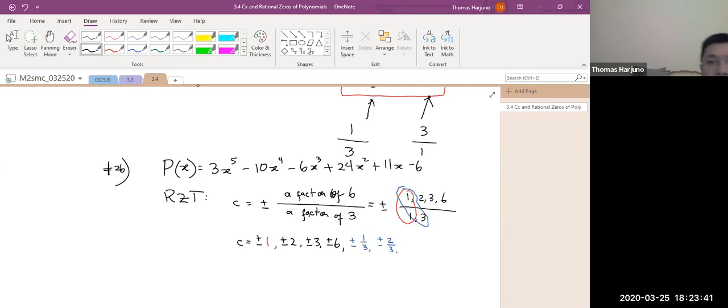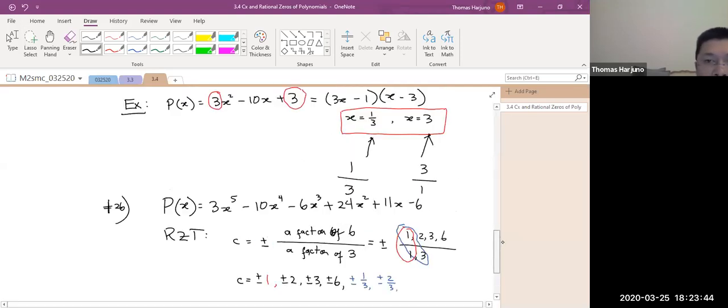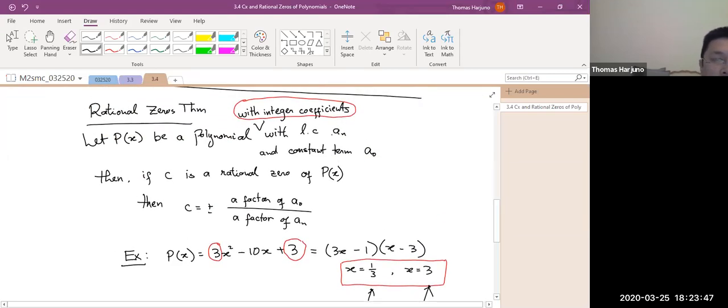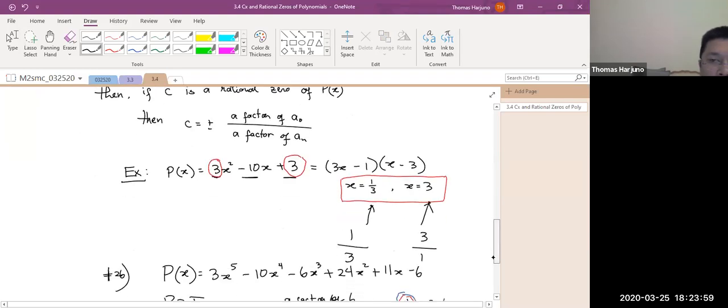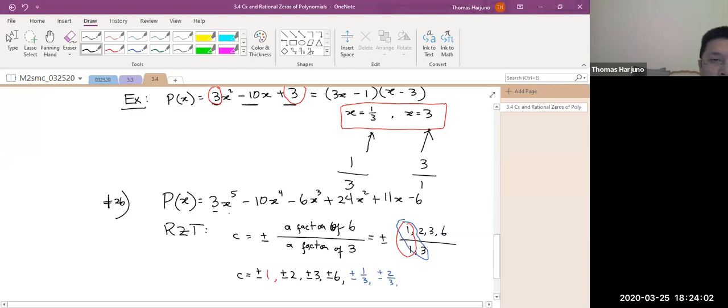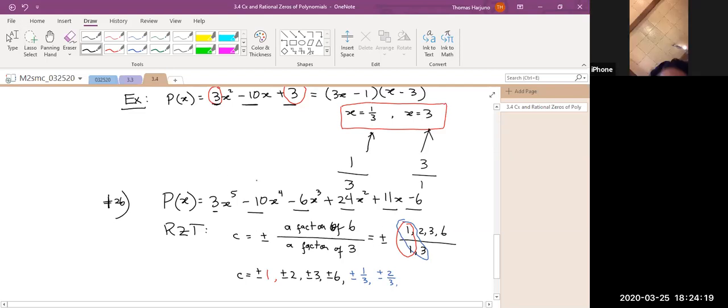Okay, now go back to that rational zero theorem. Rational zero theorem says that if you have a polynomial with integer coefficients, so the coefficients all have to be integers, no fraction, no irrational number, no complex number. Here we have integers. Now, what happens, Thomas, if I have a fraction, for example? Then I will multiply by the LCD to get integer coefficients.